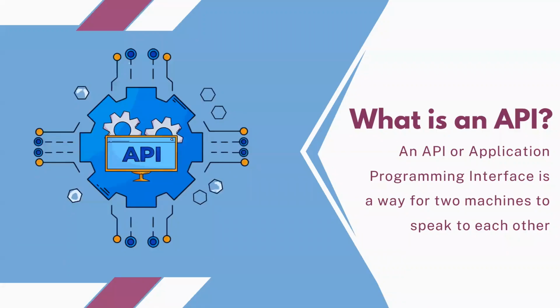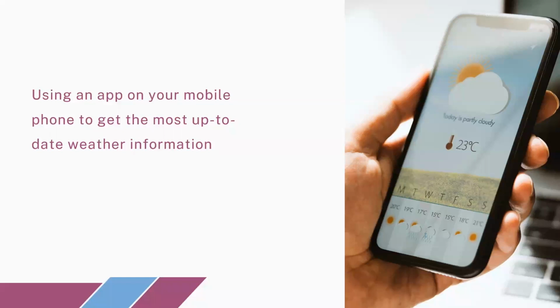First off, what is an API? An API, or an application programming interface, is a way for two machines to speak to each other. All right, so it sounds a little complex, but it's not. A really good example of this is if you're using your mobile phone and you've got an app that you're using to communicate, to say, check the weather information. That's an API between your phone and the Bureau of Meteorology, okay? So it's a machine-to-machine communication.